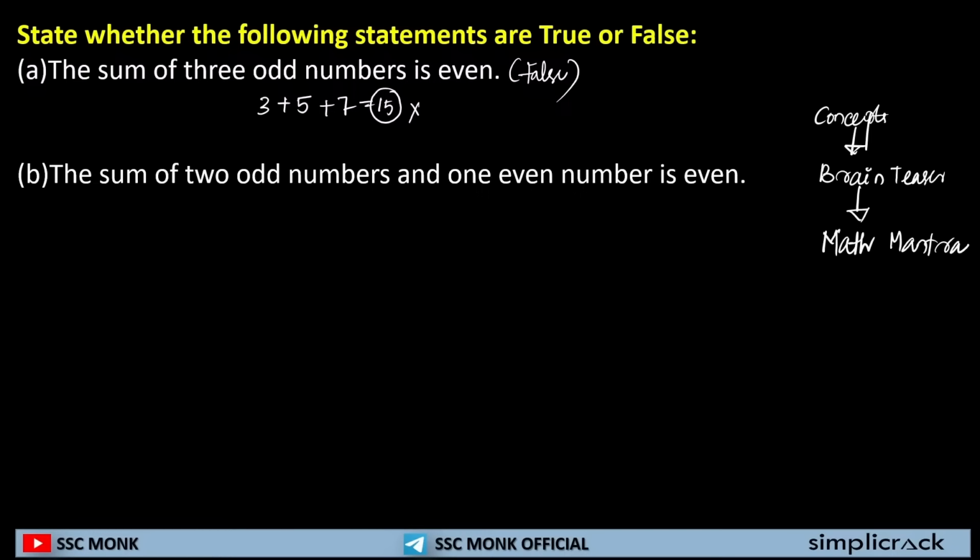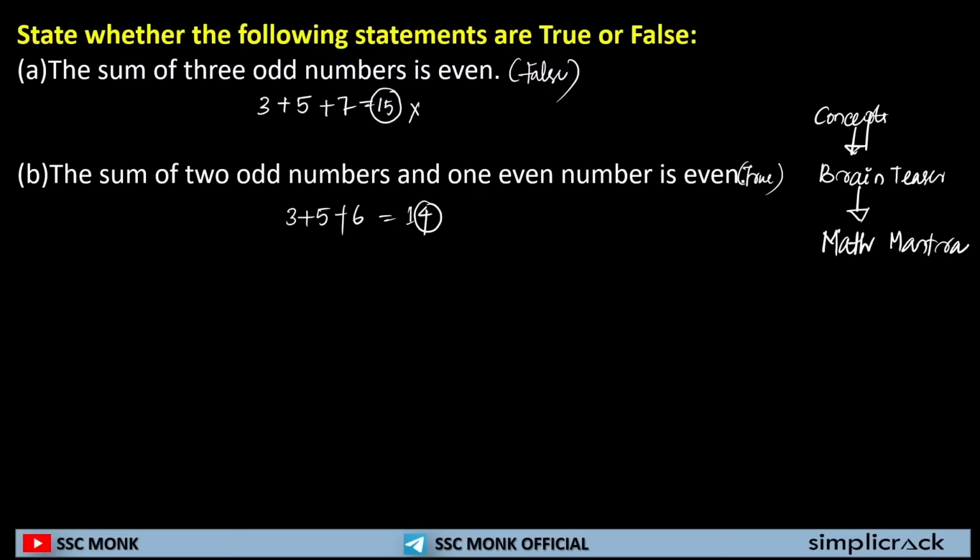Second: the sum of 2 odd numbers and 1 even number is even. Very simple. We'll try it. Sir, 2 odd numbers, let's write 3 plus 5. 1 even number, let's write 6. Sir, 3 plus 5 is 8. 8 plus 6 is equal to 14. Sir, here in the unit digit, 4 is even because 0, 2, 4, 6, 8 should be there in the unit digit. That means this is an even number. So this is true, sir.